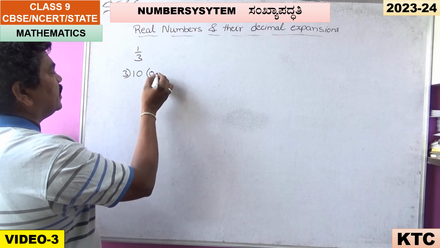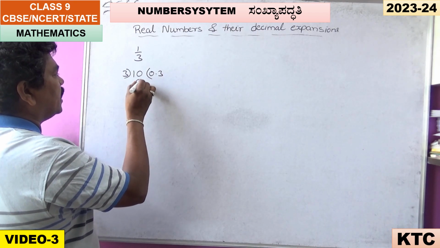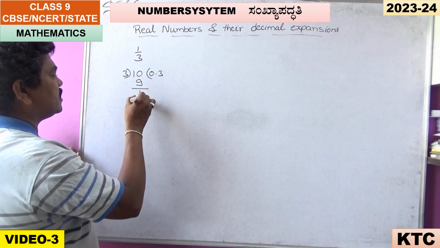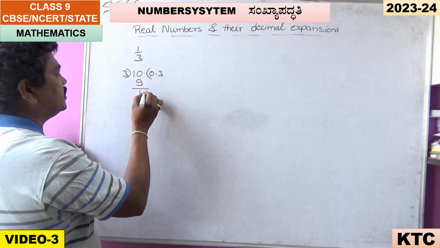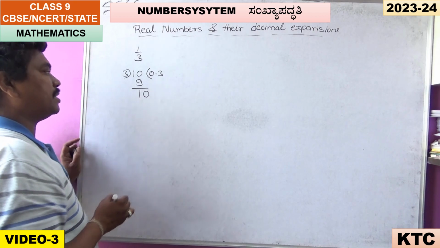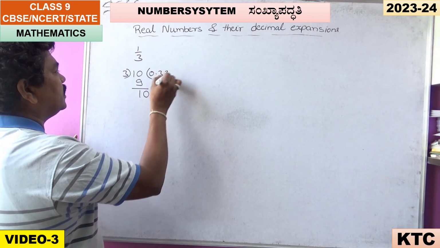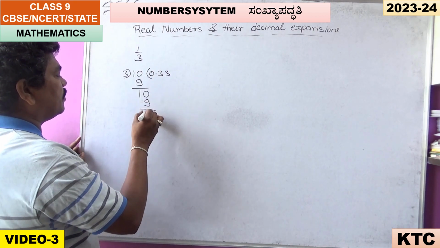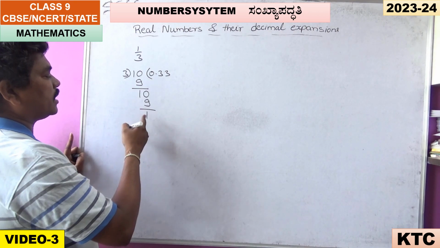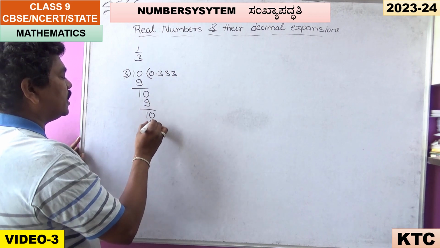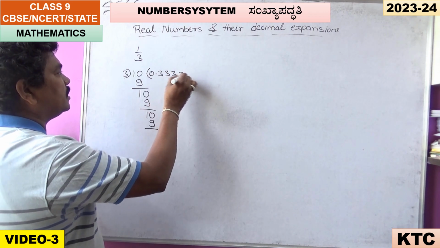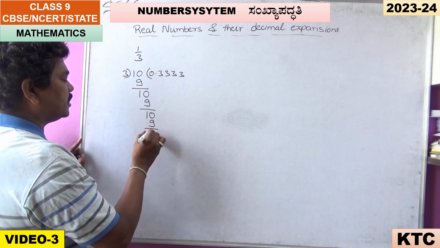3 3s are 9. So 10 minus 9 gives 1. Again, in the second step, after the decimal place we can put another 0. Again 3 3s are 9, and subtracting gives 1. Again we put 0, 3 3s are 9. Again we put 0, and 3 3s are 9.